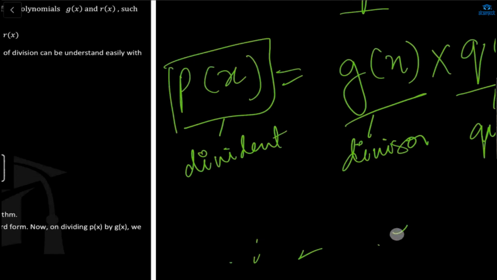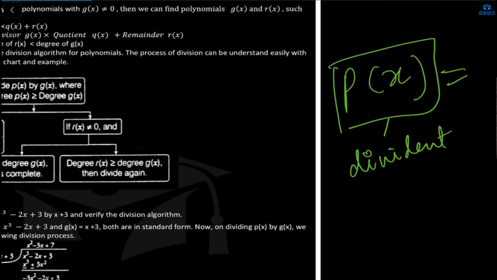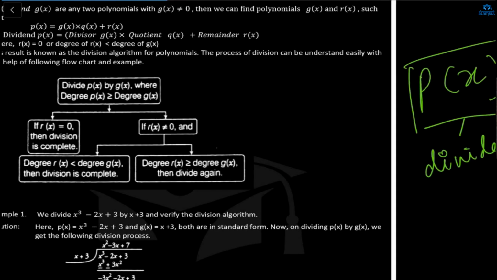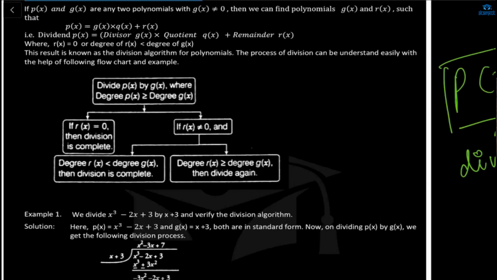Similarly, as we are doing polynomials, the degree of the dividend polynomial should be greater than the degree of the divisor polynomial. Degree of p(x) should be greater than degree of g(x). Now when you are dividing, if r(x) is equal to 0, then the division is complete. Obviously, when the remainder becomes 0, the division is complete.